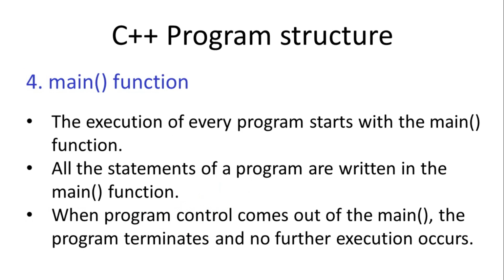And last, the fourth, the main function, is the important function. The main function is the function at which execution of every program will start. And when the program control comes out of the main function, the program terminates and there will be no further execution. So the end of the main function will indicate the end of your task or the end of your program.